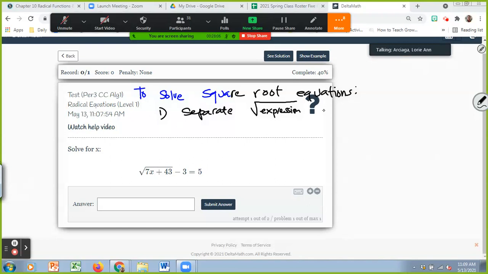Yeah, you have to separate it from the constants, just like what we did before. And then after that, you have to square both sides. Now, what does that mean? Square means you raise it to the power 2, like what I'm doing now. Square, like that, both sides.